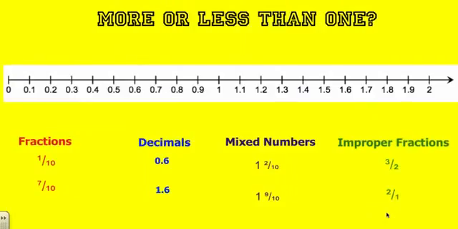So at the bottom of this slide, you'll see some examples of improper fractions, mixed numbers, decimals, and fractions. This is what they will look like, and there'll be different numbers throughout, but you'll get the gist of it through what we're talking about. So we're going to relate these to the number line.